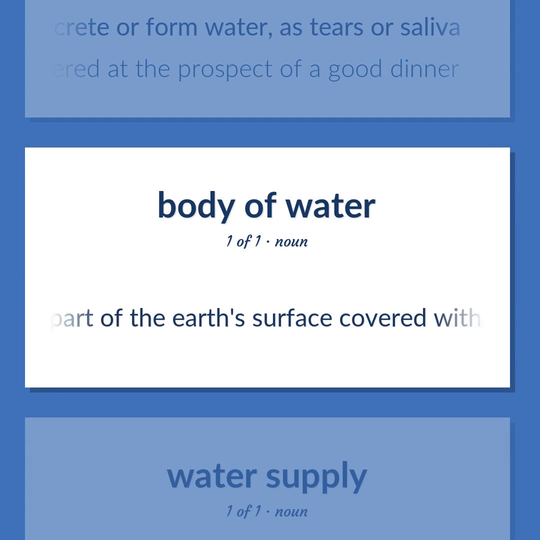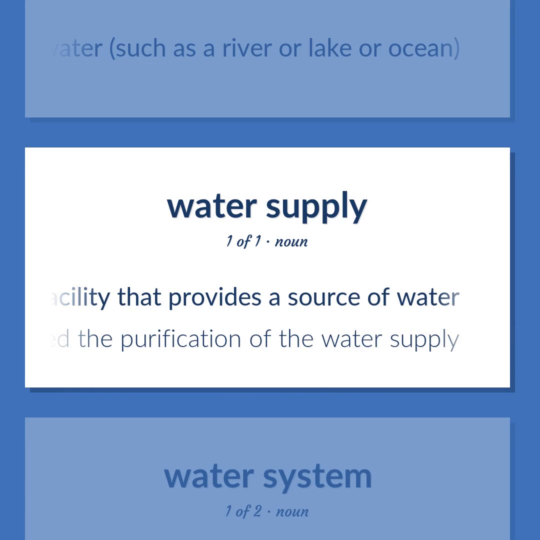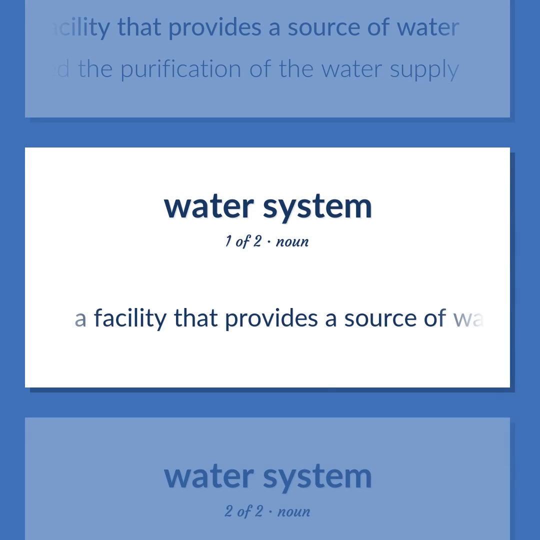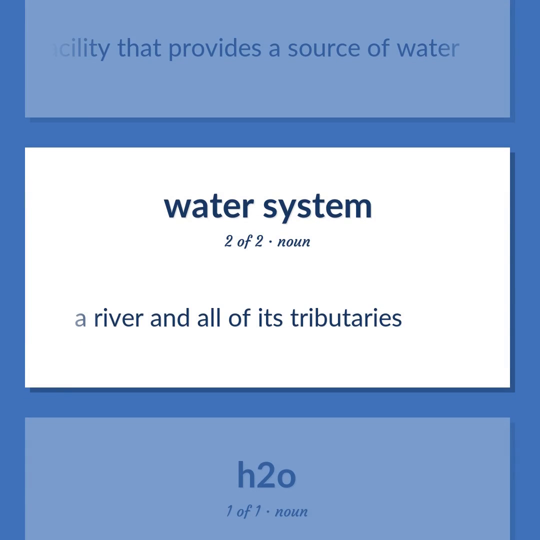The part of the Earth's surface covered with water, such as a river or lake or ocean. A facility that provides a source of water. The town debated the purification of the water supply. A facility that provides a source of water. A river and all of its tributaries.